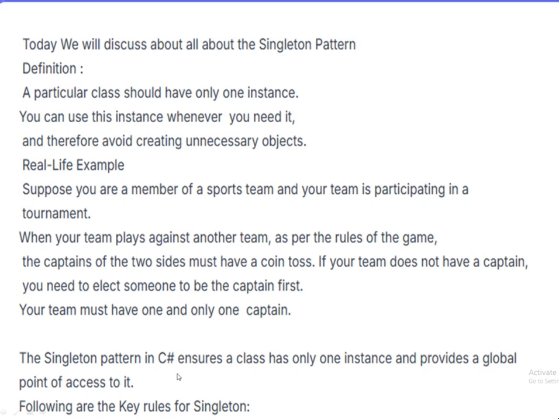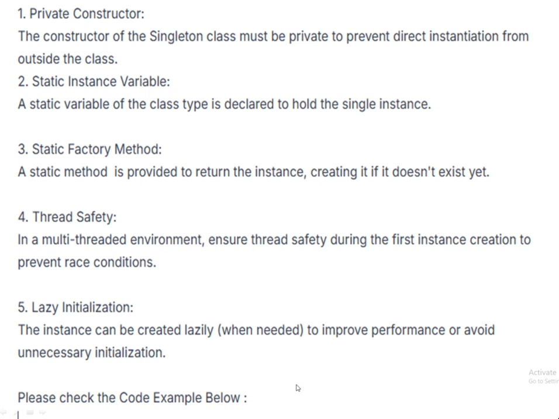The Singleton pattern in CSharp ensures a class has only one instance and provides a global point of access to it. Following are the key rules for Singleton. 1. Private constructor. The constructor of the Singleton class must be private to prevent direct instantiation from outside the class. 2. Static instance variable. A static variable of the class type is declared to hold the single instance.